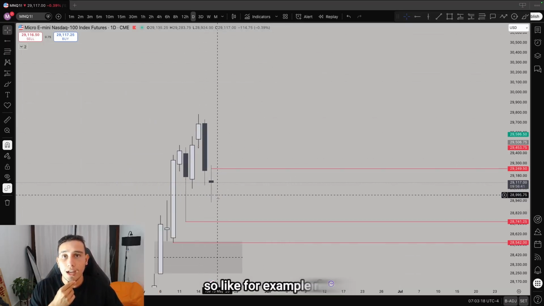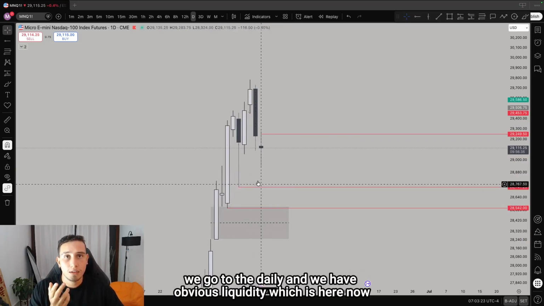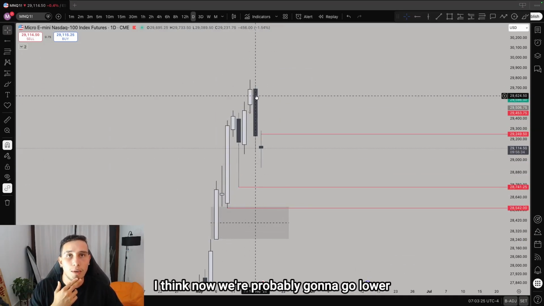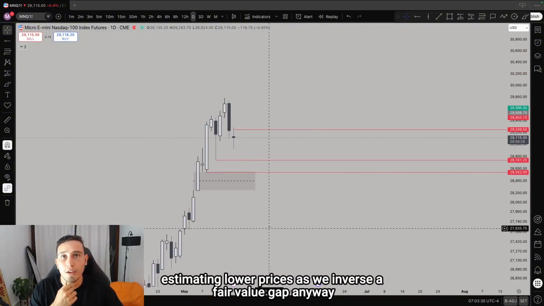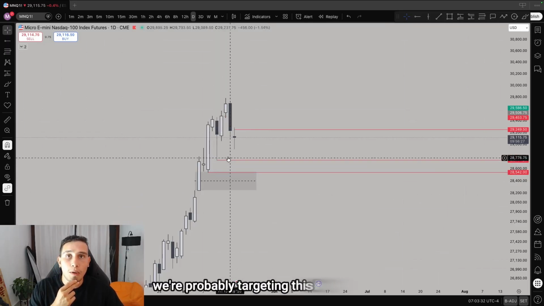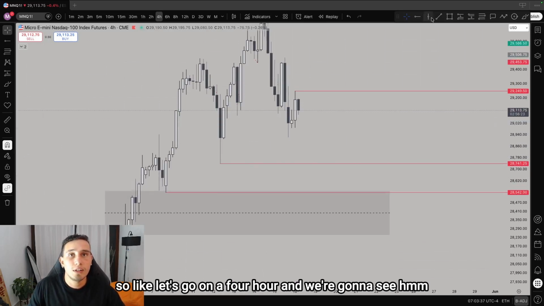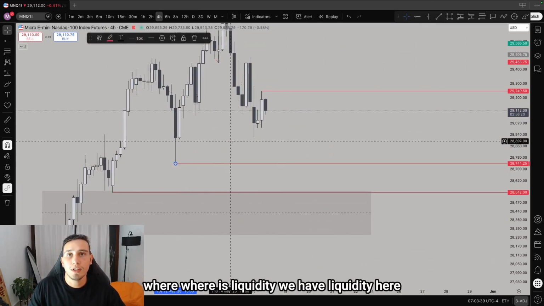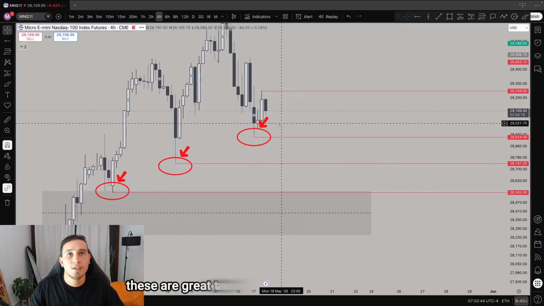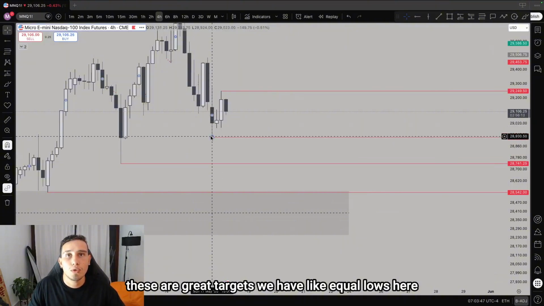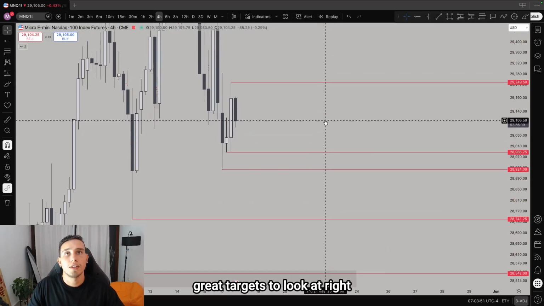It's okay. So for example, we have liquidity here. We go to the daily and we have obvious liquidity, which is here now. I think we're probably gonna go lower, estimating lower prices as we inverse a fair value gap. Anyway, we're probably targeting this low right now. So let's go on a 4 hour and see where the liquidity is. We have liquidity here, here, and here. These are great targets. We have relative equal lows here. Great targets to look at.